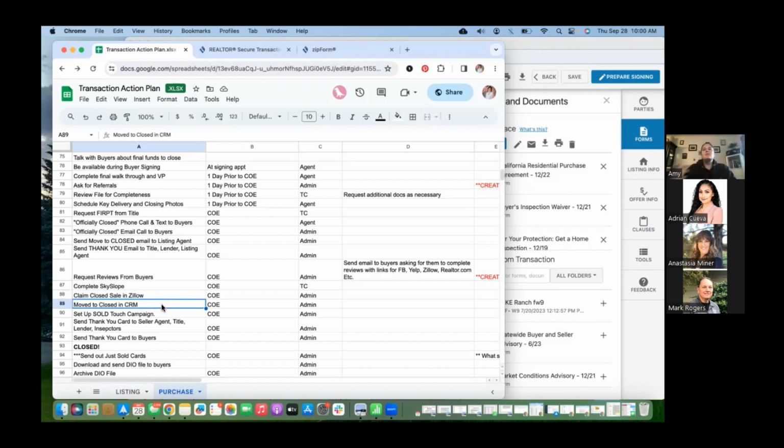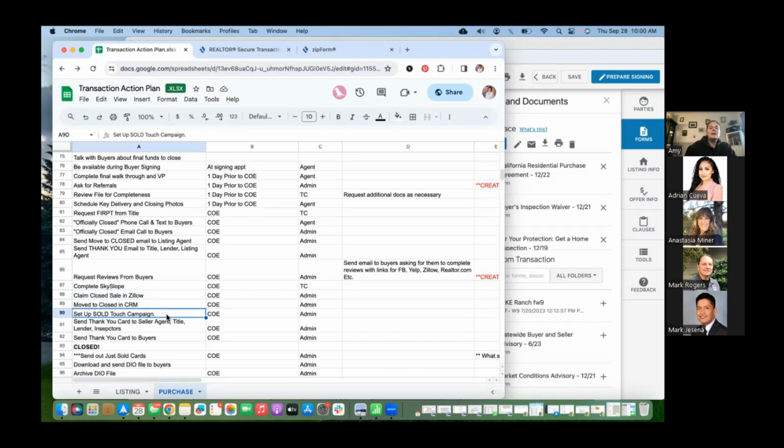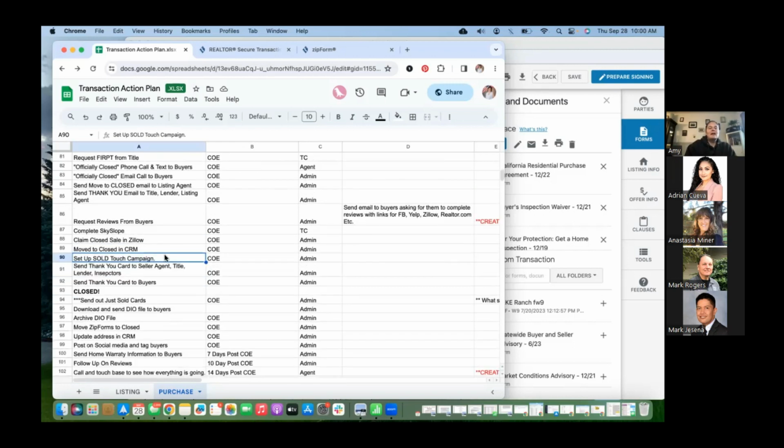You want to make sure to move it to closed in your CRM. So if you were keeping track of your transactions in your contact relationship manager, make sure you update that. You can send out or set up a sold touch campaign, right? What happens next? How do I interact with these people now that they've closed on a home? And then we want to make sure we set up anything that's going to be automated there. And then I'm giving you some examples of some of those things as well down here.